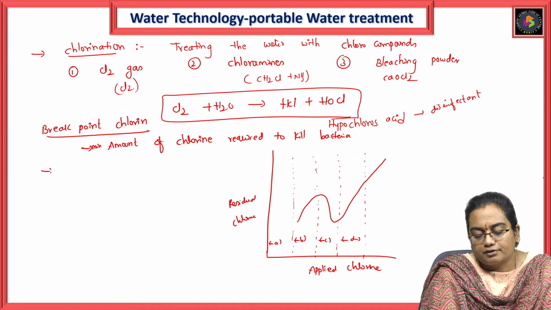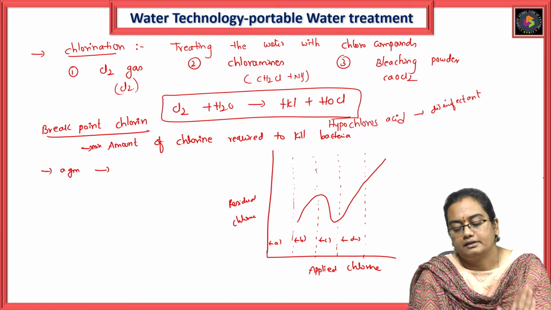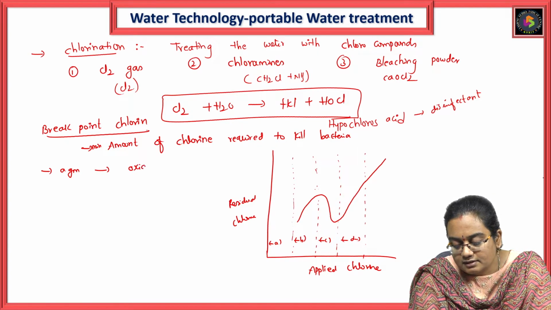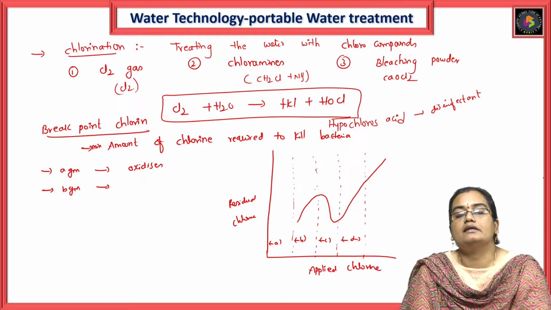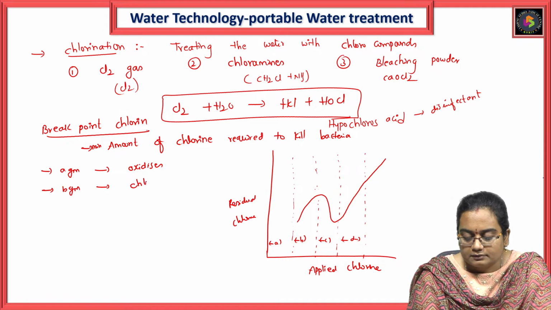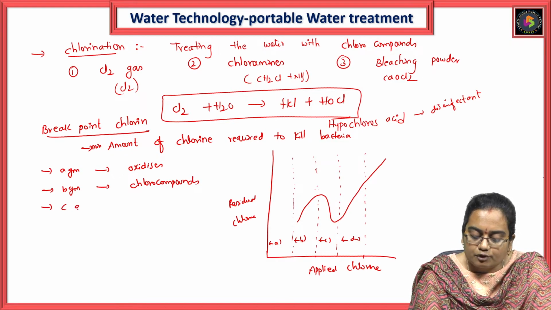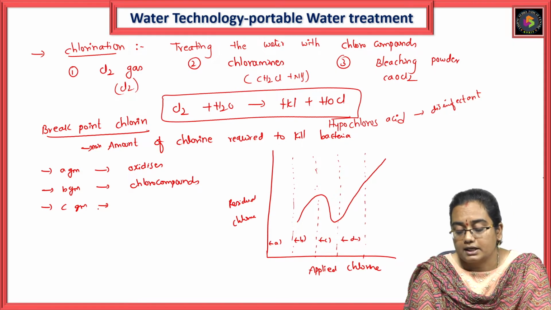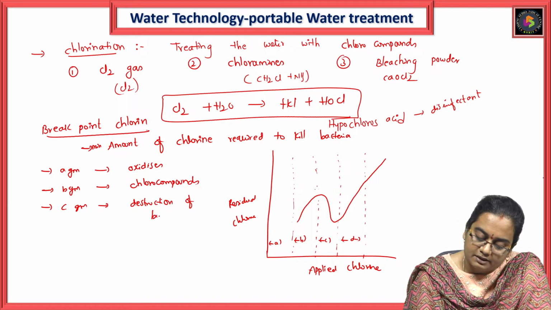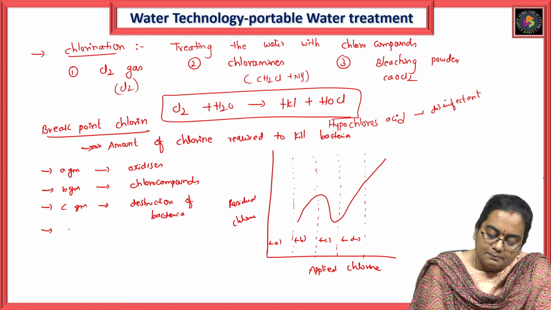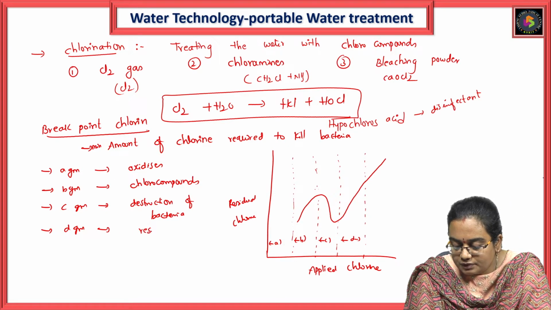When A grams of chlorine is added, it just oxidizes the material. If B grams of chlorine is added, it is forming the chlorocompounds. If C grams of chlorine is added, it is killing the microorganisms, that is, destruction of bacteria. If D grams of chlorine is added, then it is forming residual chlorine.